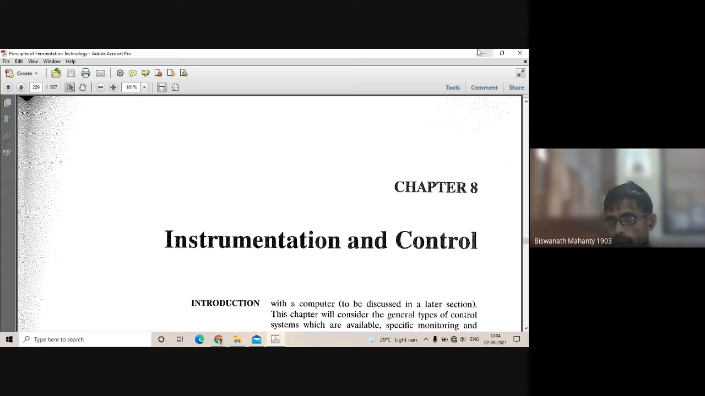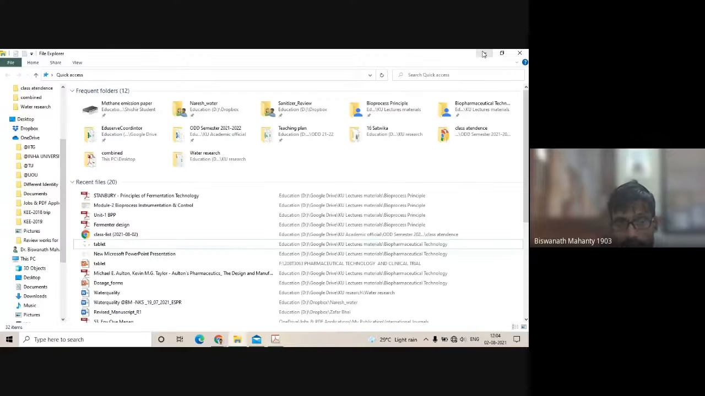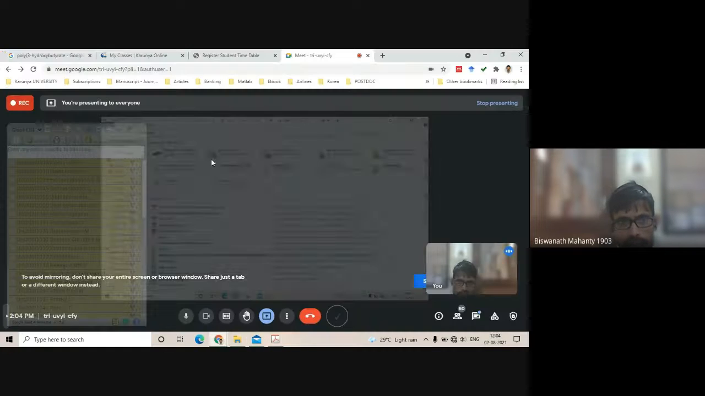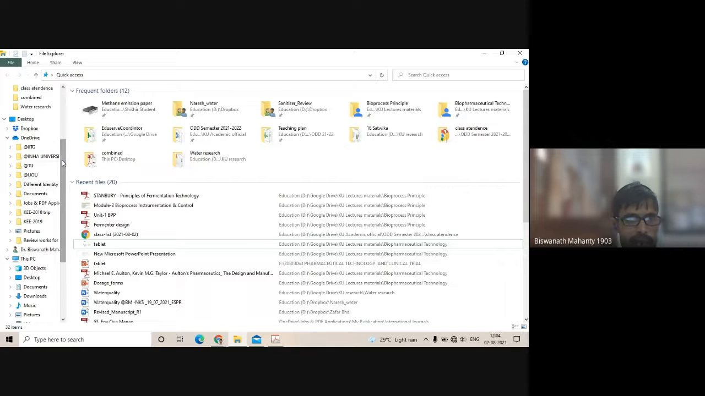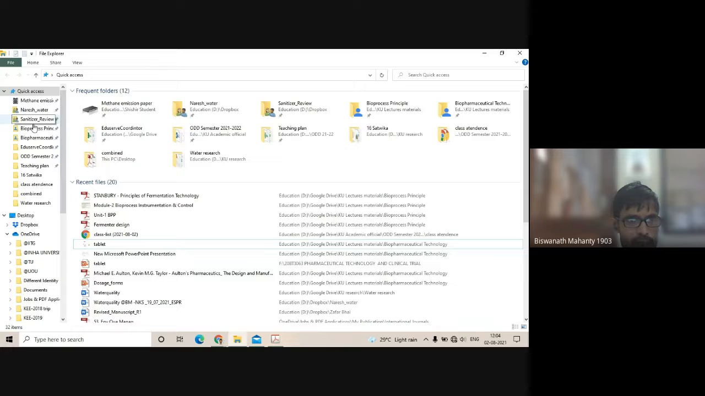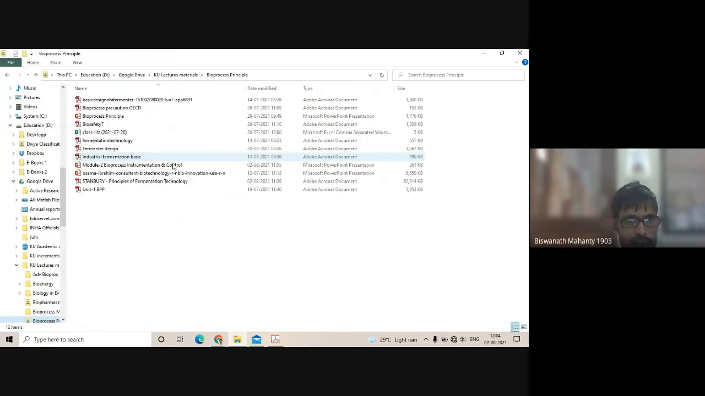Instrumentation and control are two different things. For example, what is the difference? We definitely need to understand the difference, so I'll take a few minutes when I'm discussing these points.